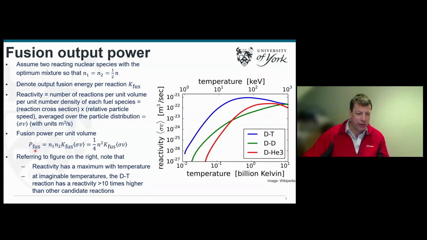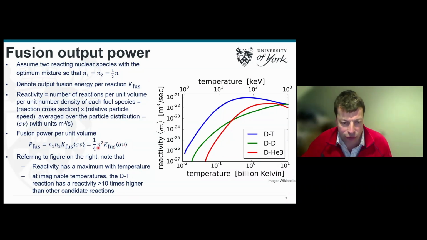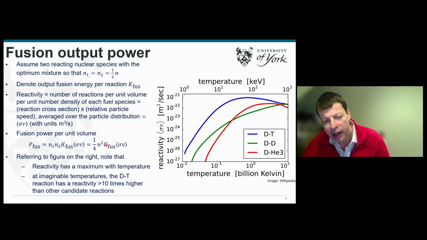What it turns out is that the fusion power, more particularly the fusion power per volume, depends on the square of the density, because we want as much deuterium as possible and as much tritium as possible. It depends on the amount of energy out per fusion reaction, and it depends on the productivity. You might imagine it's kind of intuitive, perhaps. It depends on the product of all those things: the density squared, the fusion output per reaction, and the reactivity.